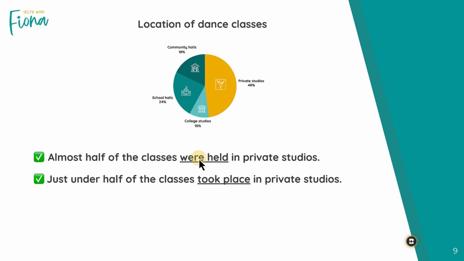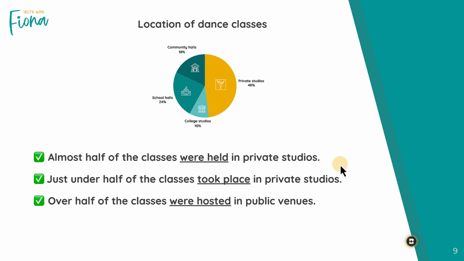A synonym for that could be just under half of the classes took place in private studios. Yes, that's active. It's a nice alternative to the passive "were held". A synonym maybe for "were held", you could say over half of the classes were hosted in public venues.